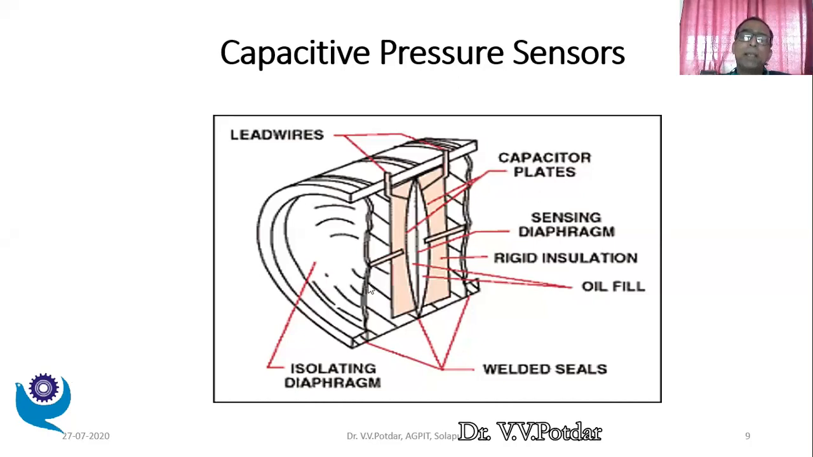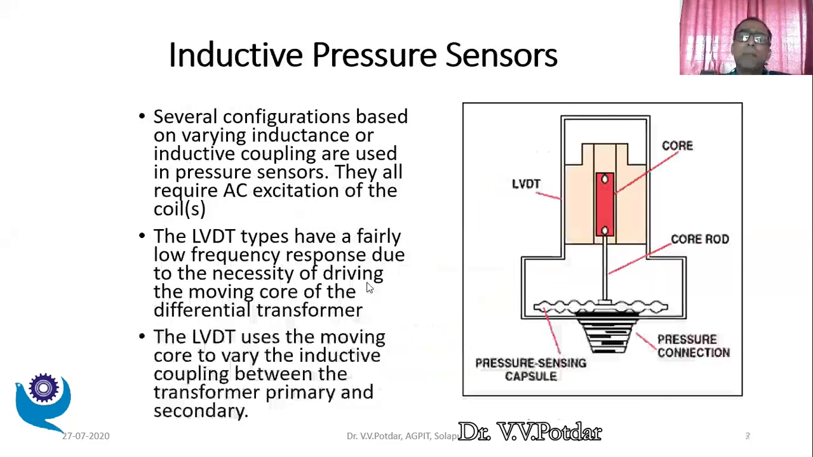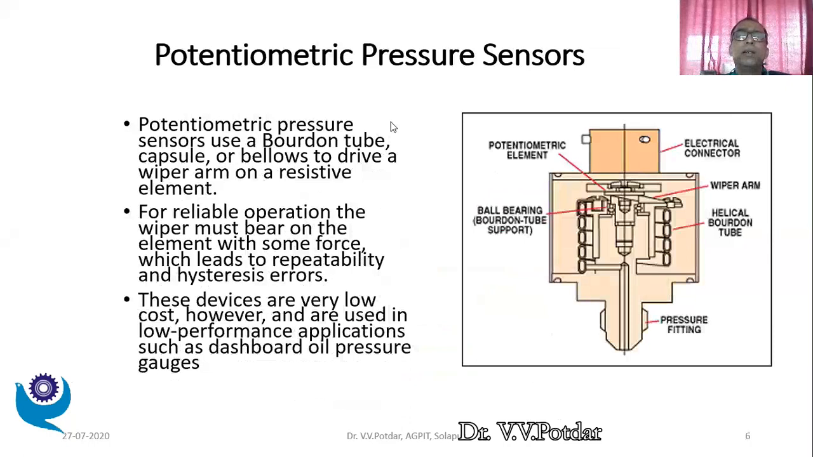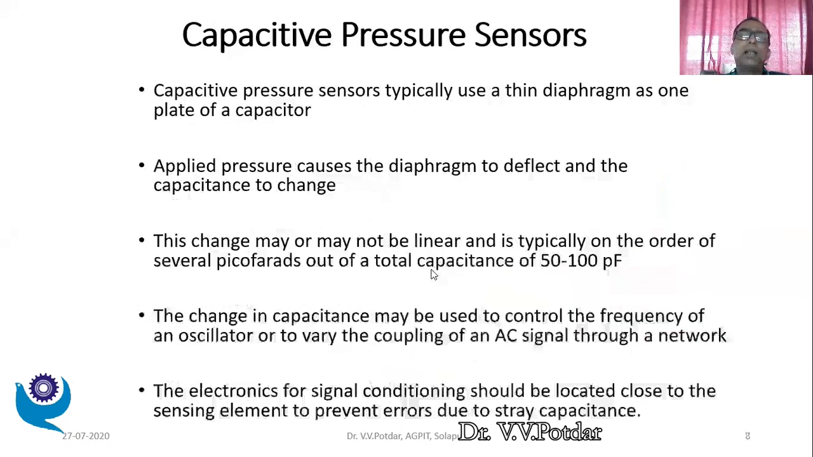Remember this capacitive type, inductive type, and the variable resistance type. The diagrams that I have shown are all diagrams of commercial setups. These are used in most of the process industries, most of the pharmaceutical industries, where pressure sensing is of utmost importance. Let us see what it says.